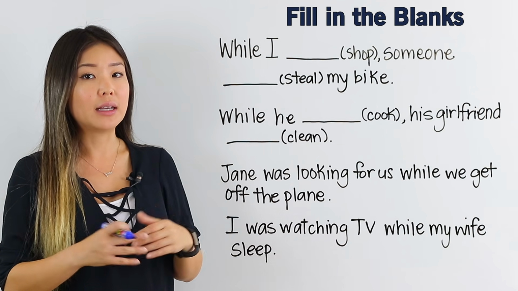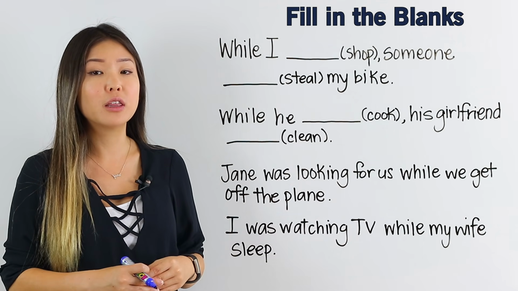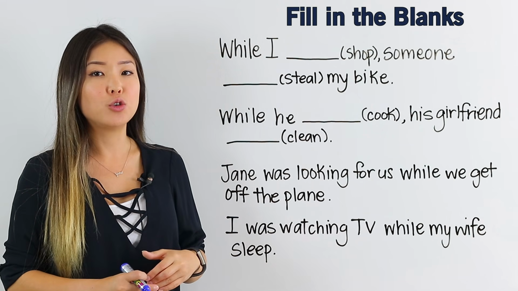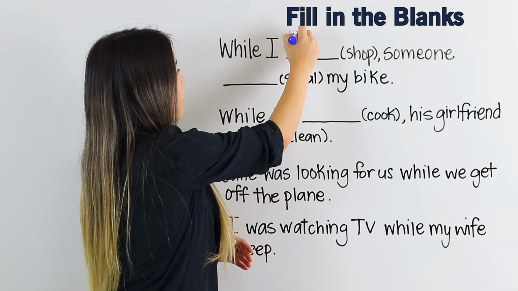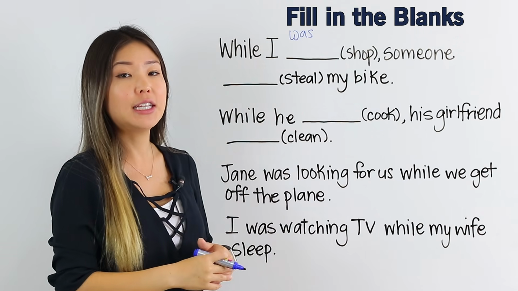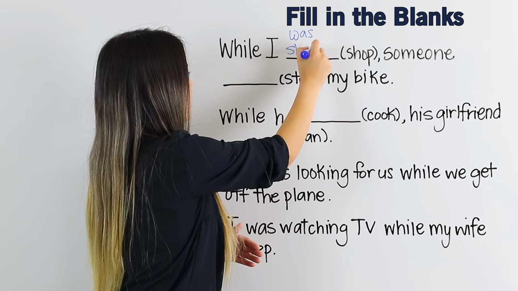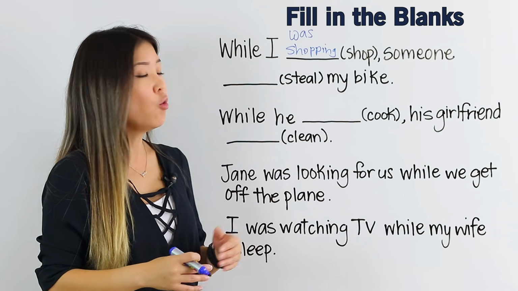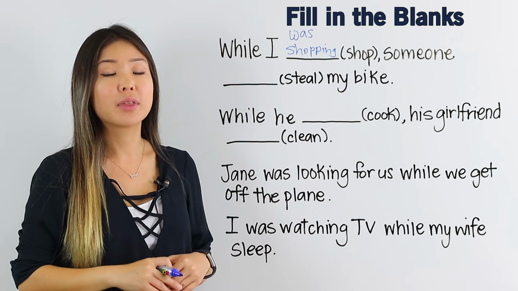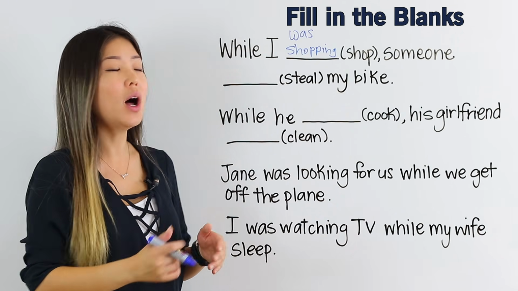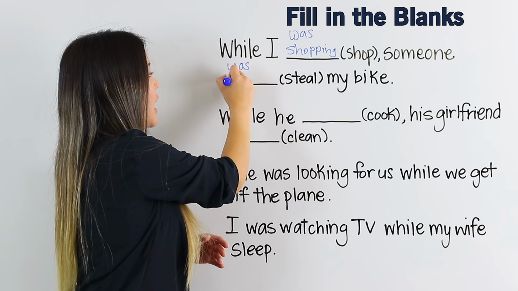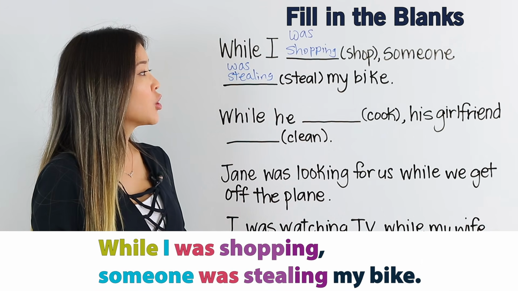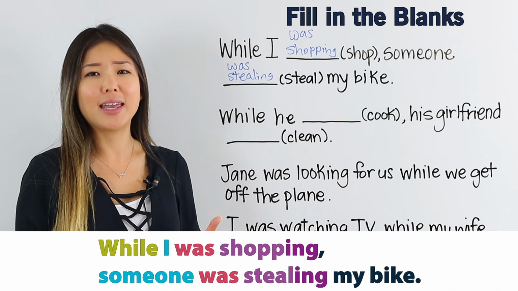While I blink, I want you to use shop in the first blink. Remember, the subject here is I, so I need to use the be verb was. Then, verb ing. While I was shopping, now someone can be a he or she. Therefore, again, we need to use was. And then the verb ing of steal. While I was shopping, someone was stealing my bike.